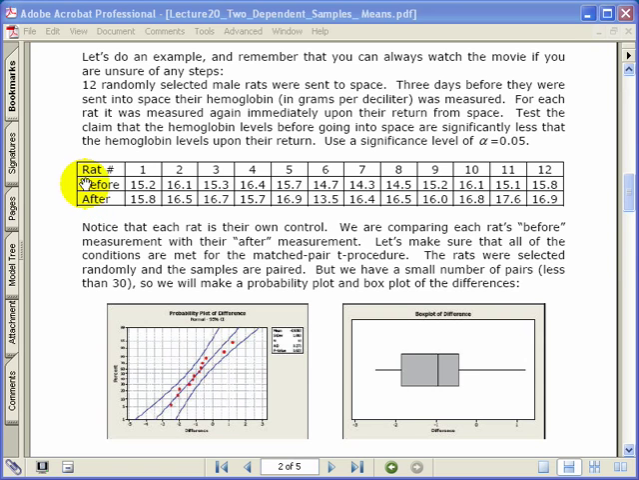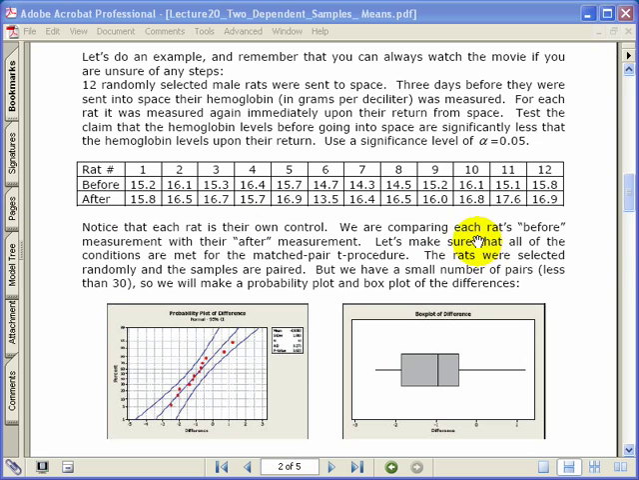So the first sample is all the before measurements. And notice the second sample is matched up. These are matched pairs. You cannot be in this second sample unless you've got a direct connection. You're matched up in some way with a data value in the first sample. So they're matched pairs, and what we're actually analyzing is simply the differences between these.